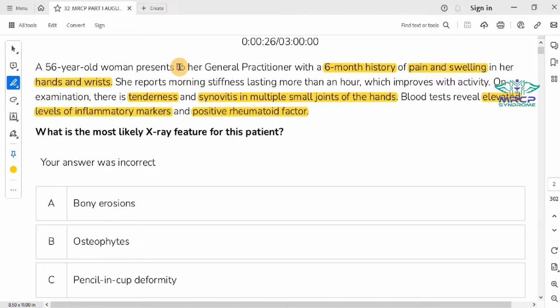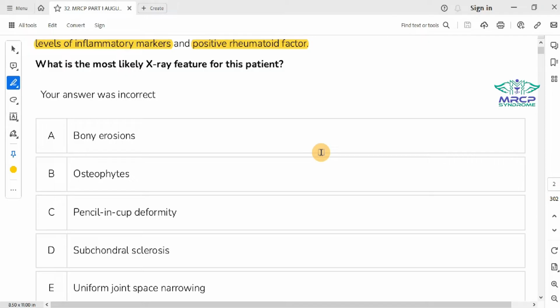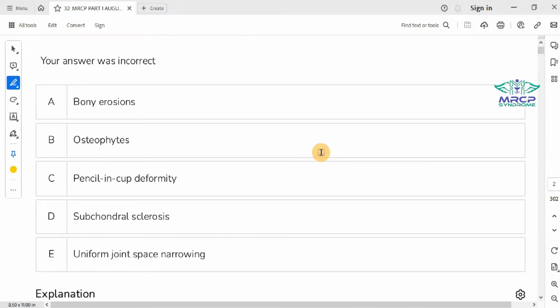A 56-year-old woman presents to her general practitioner with a 6-month history of pain and swelling in her hands and wrists. She reports morning stiffness lasting more than an hour, which improves with activity. On examination, there's tenderness and synovitis in multiple small joints of the hands. Blood tests reveal elevated levels of inflammatory markers and a positive rheumatoid factor. What is the most likely X-ray feature of this patient? Bony erosions, osteophytes, pencil in cup deformity, subchondral sclerosis, uniform joint space narrowing.